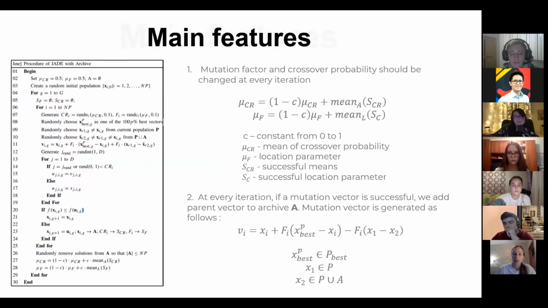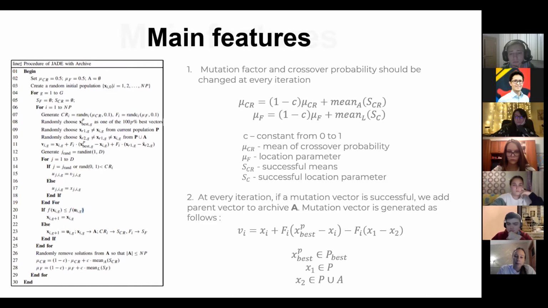So our new mean for the mutation factor will be equal to 1 minus C, where C is a constant from 0 to 1, times our current mean, plus the arithmetic mean of all our successful means that we saved previously. And the crossover probability is calculated in the same way, but instead of the arithmetic mean, we use the Lehmer mean.